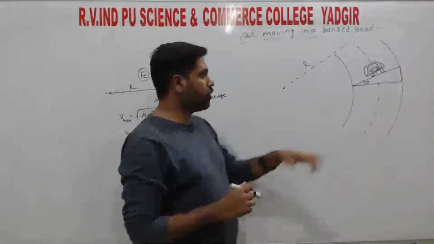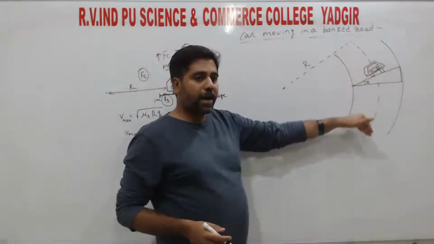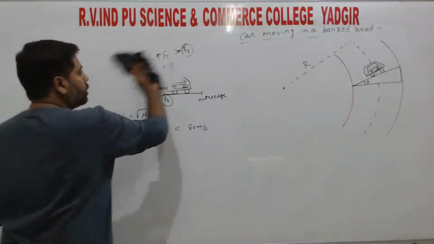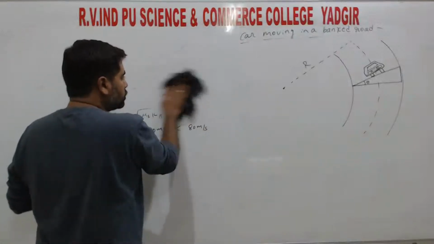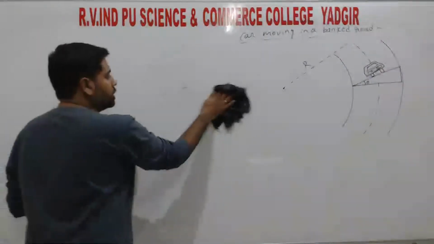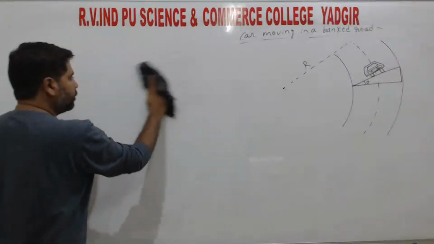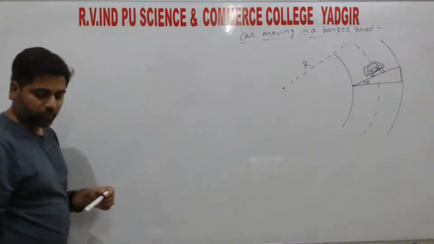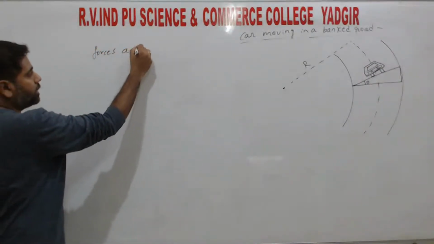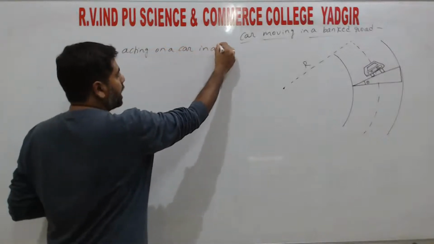Now we are going to find the maximum speed of the vehicle moving on a banked road. Discussing the forces which act on the car, here also the car is moving with a constant or uniform speed. Forces acting on a car on a banked road.